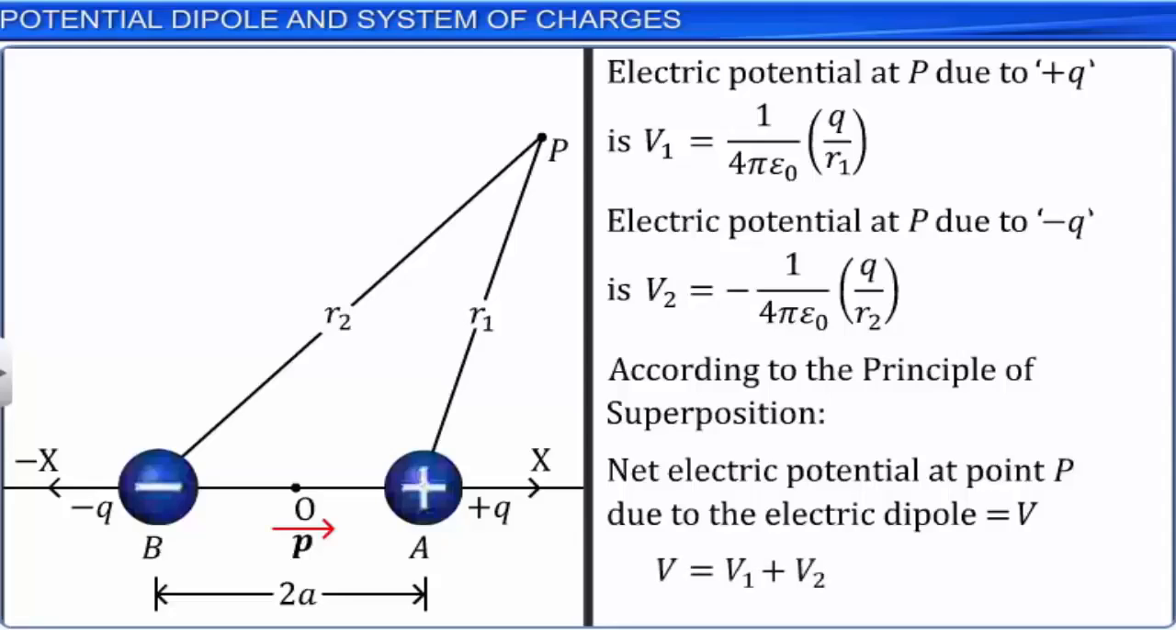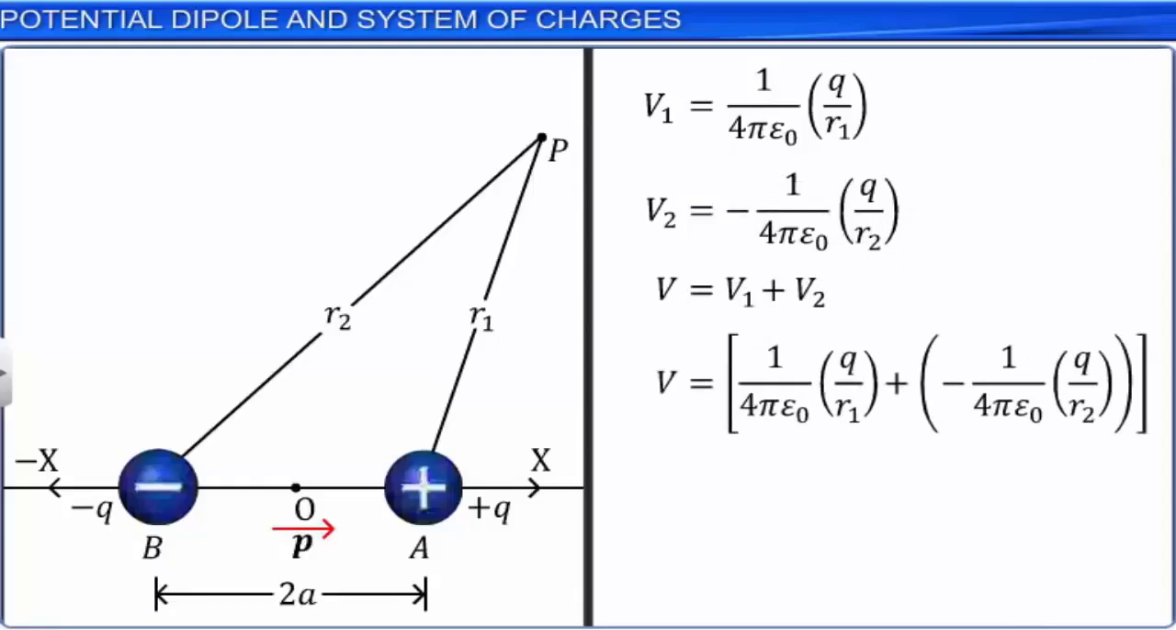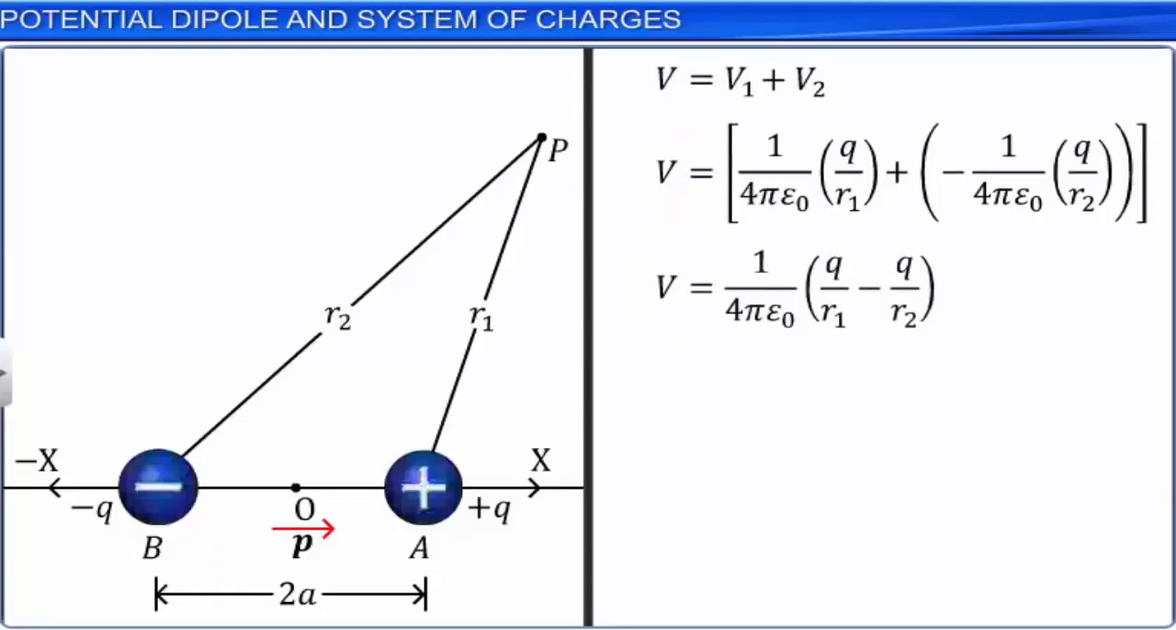Substituting the earlier expressions for V1 and V2 in the equation for V and simplifying, we get the net electric potential V is equal to Q by 4 pi epsilon naught into 1 by r1 minus 1 by r2. Let this be equation 2. Theta is the angle made by line OP with the direction of the electric dipole moment.